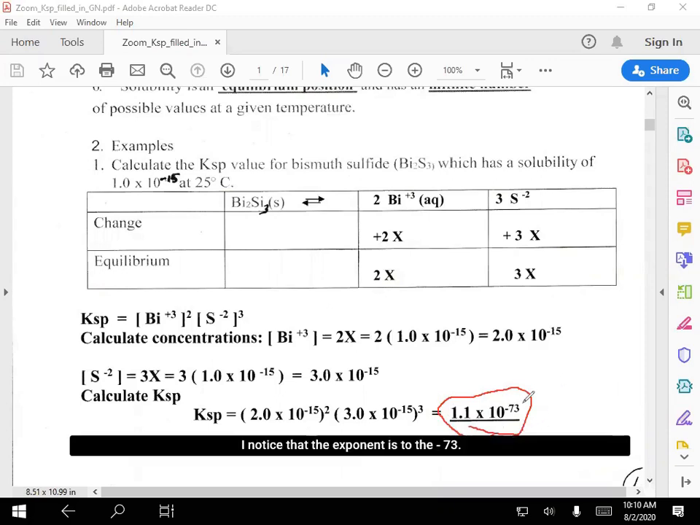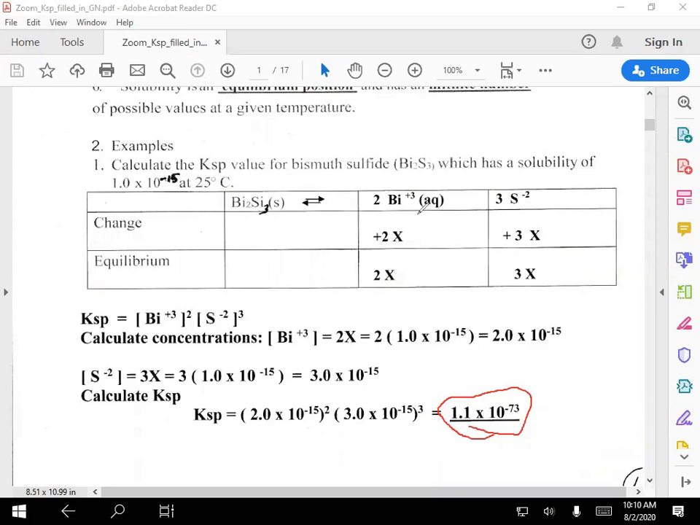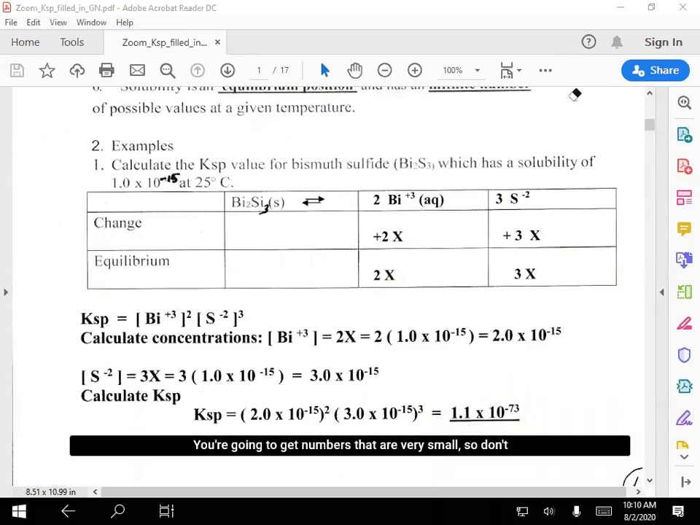Now notice that the exponent is to the minus 73. You're going to get numbers that are very small. So don't be afraid when you get this number to such a very small exponent. That's very common.